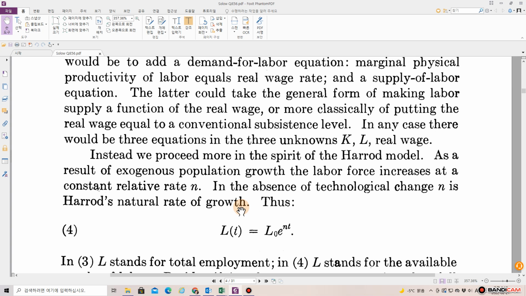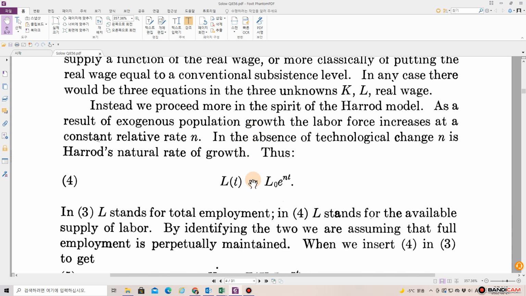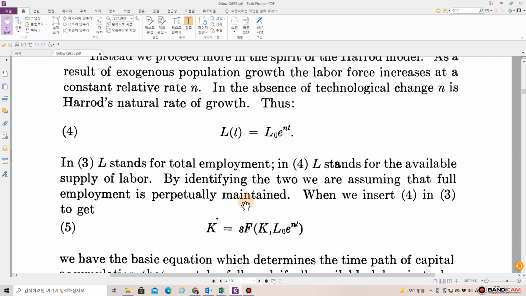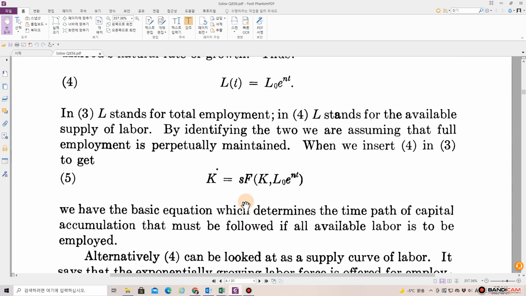Instead, we proceed more in the spirit of the Harrod model. As a result of exogenous population growth, the labor force increases at the constant relative rate n. In the absence of technological change, n is Harrod's natural rate of growth. Thus, L of t should be equal to L sub 0 times e to the power of nt. In 3, big L stands for total employment. In 4, big L stands for the available supply of labor. By identifying the two, we are assuming that full employment is perpetually maintained.